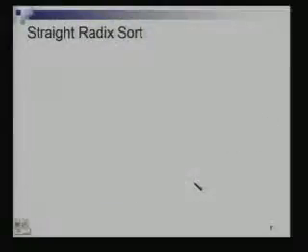So, that was a radix exchange sort where we were exchanging the elements in the array. So, I am going to look at another version of radix sort. The principle is the same, but this is also another way of implementing radix sort.